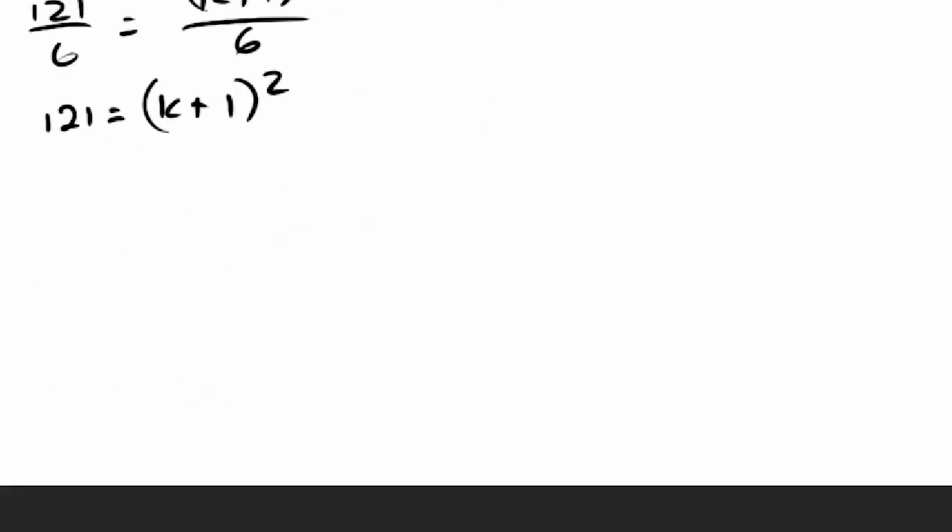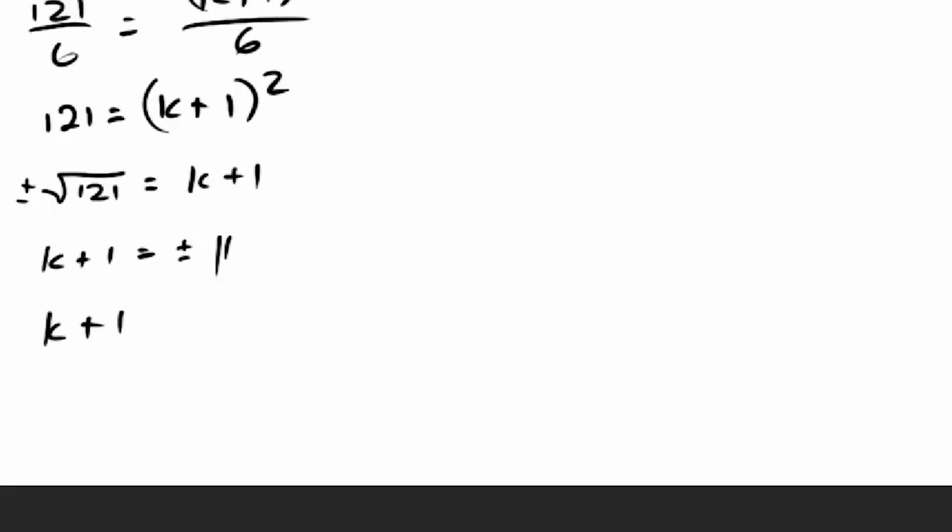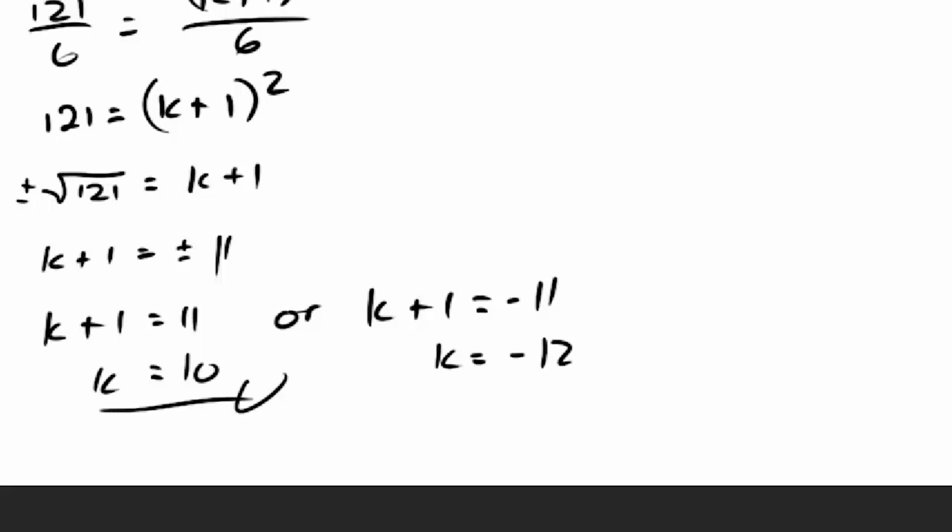Okay, so let's get rid of the square. How do we do that? We square root 121. So it's plus or minus the square root of 121, which is equal to k plus 1. And that means we have k plus 1 equal to plus or minus 11. And what does that mean? That means k plus 1 is equal to 11, or k plus 1 equals minus 11. That means k is equal to 10, or k is equal to minus 12. But we know it can't equal a negative number. Therefore, k is equal to 10.